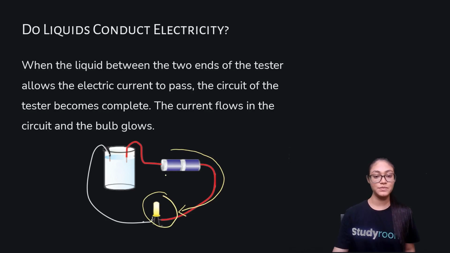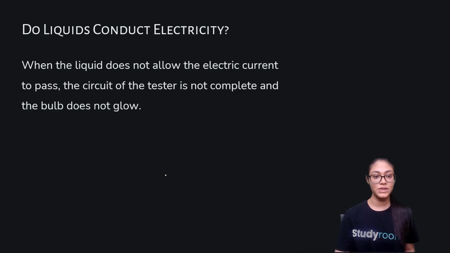Correct? Let's move on. Now, when the liquid does not allow the electric current to pass, the circuit of the tester is not complete. That means it will get broken because of that material, which is a poor conductor of electricity, and the bulb will not glow. Correct. So we can say that if the liquid is a poor conductor of electricity, then the bulb will not glow and the tester circuit will be incomplete. Correct. Now let's move on.